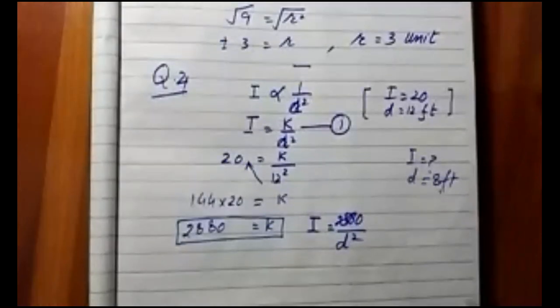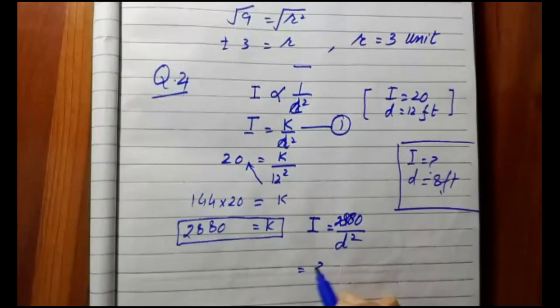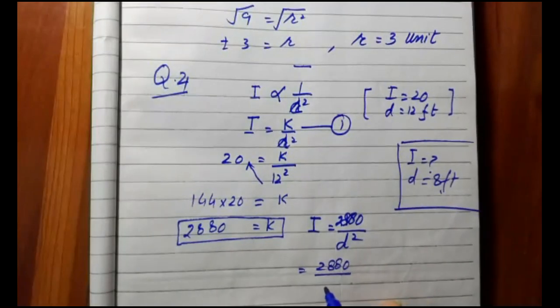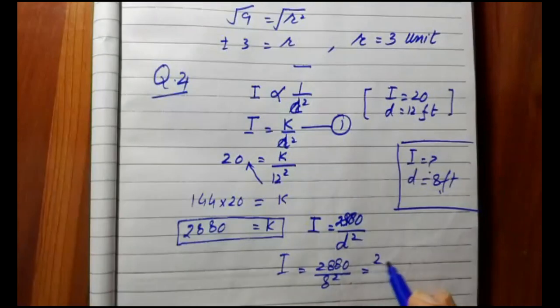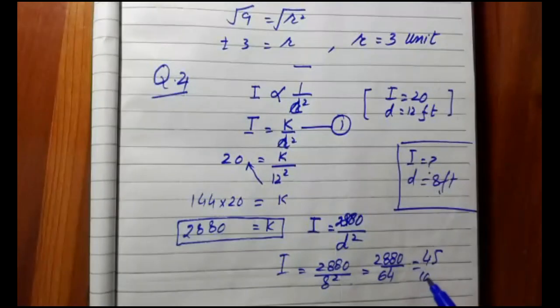To derive the value of I, intensity of light, by using this value, we will substitute 2880 and value of d will be 8 square, that is equals to I. You can use your calculators and find its value as well. 2880 divided by 64. Anyone who wants to calculate this part? If I use calculator, its answer will become 45, and the unit of intensity in the question is candle powers.